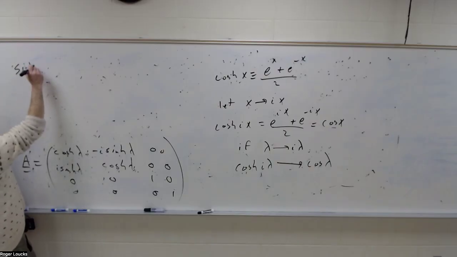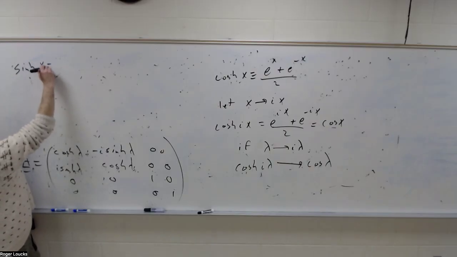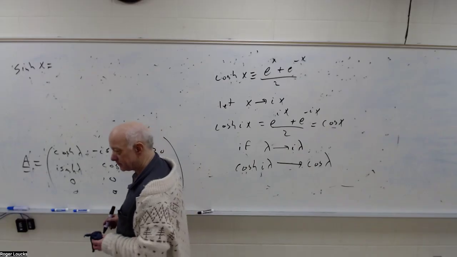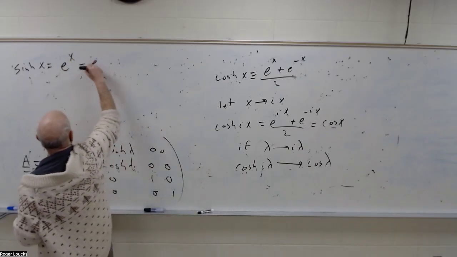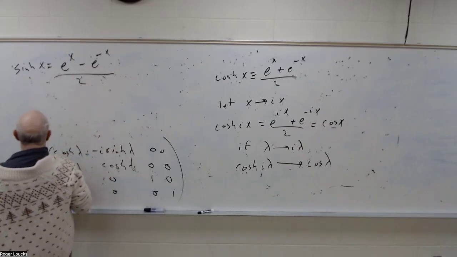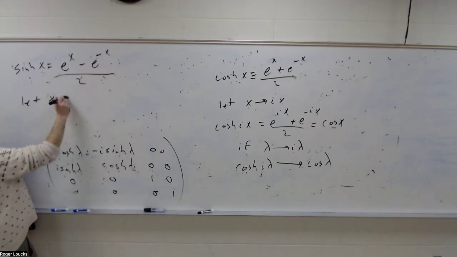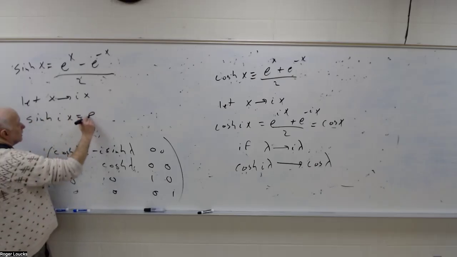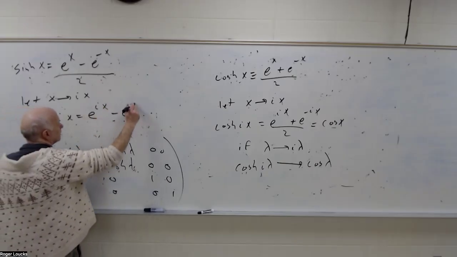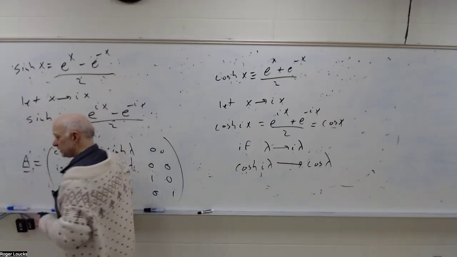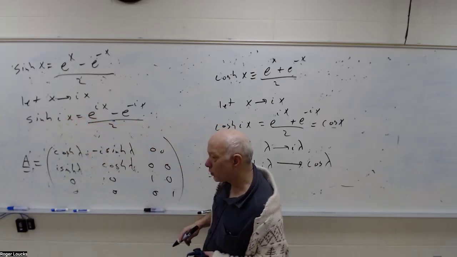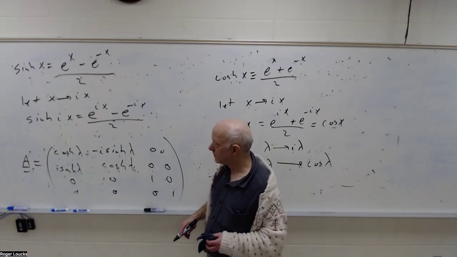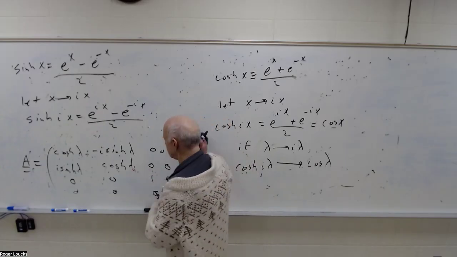So the sinh of x. How do you define the sinh of x? It's the exponential of x minus the exponential of minus x, over 2. So we can do the same thing. We're going to let x go to ix. So this is the sinh of ix equals e to the ix minus e to the minus ix over 2. And this isn't quite sine of x. How come?